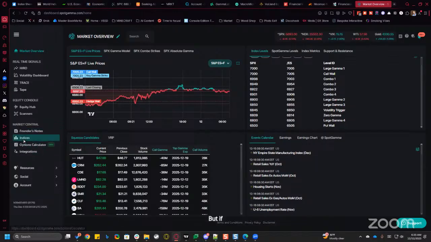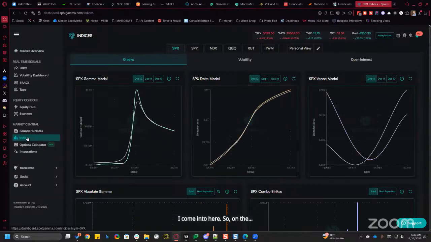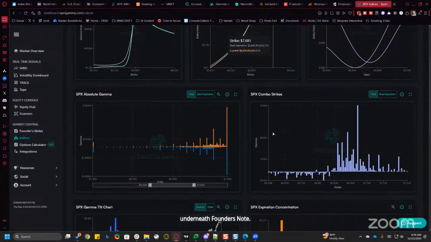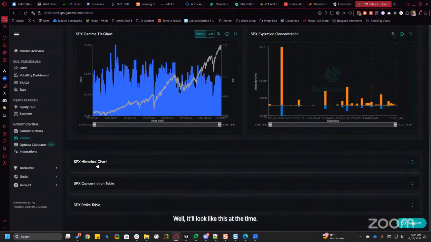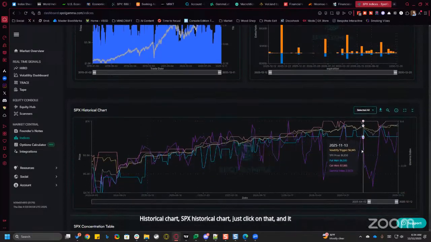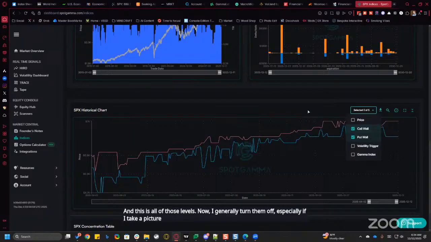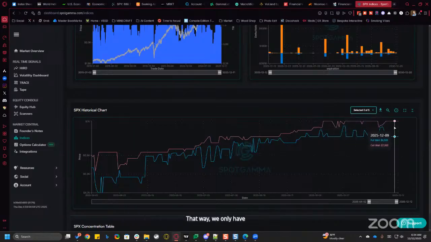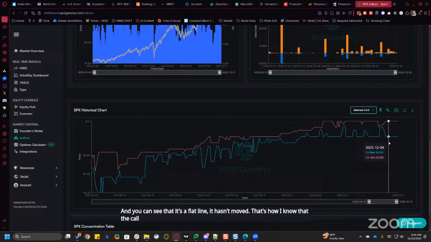But if you do have spot gamma and you want to know how I do it, I come into here. On the menu system on the side, it has indices underneath founder's note. Scroll down and you get to the historical chart, SPX historical chart. Just click on that and it opens up. And this is all of those levels. Now, I generally turn them off, especially if I take a picture of these levels, so we only have the call wall and the put wall. And you can see that it's a flat line. It hasn't moved. That's how I know that the call wall and the put wall haven't moved.